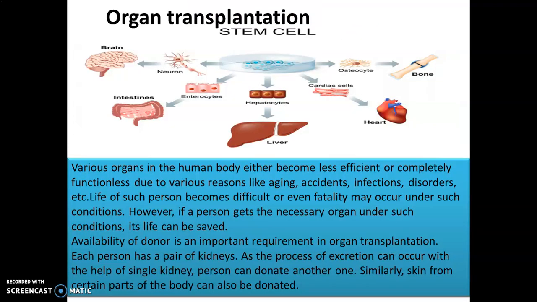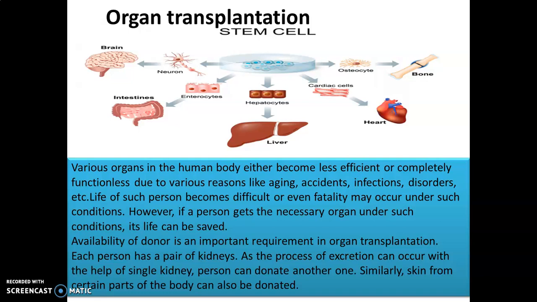Now, organ transplantation is a very, very important concept. We all know that the various organs in the human body either become less efficient or completely functionless due to various reasons like aging, accident, infections, disorder. Life of such a person becomes difficult or even fatality may occur under such conditions. Fatality means death. However, if the person gets the necessary organ under such conditions, their life can be saved. Availability of donor. Donor means the one who wants to give the organ.